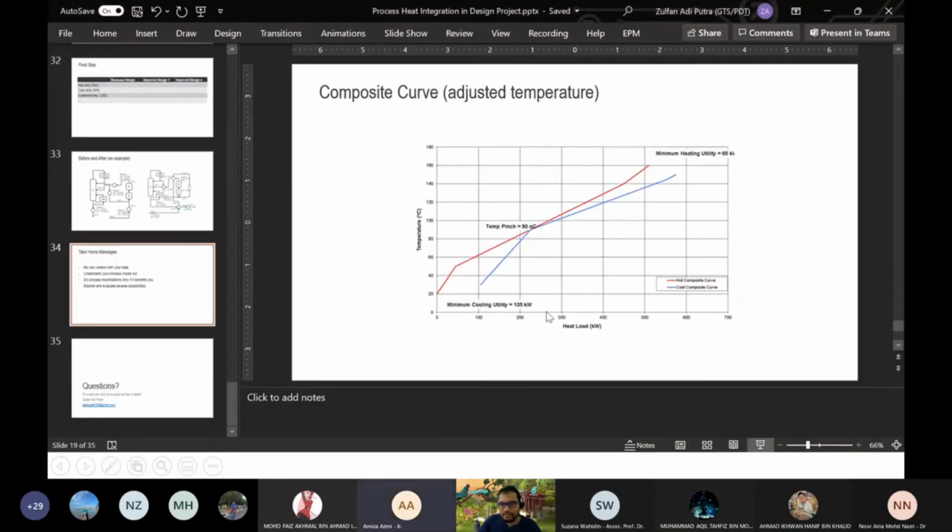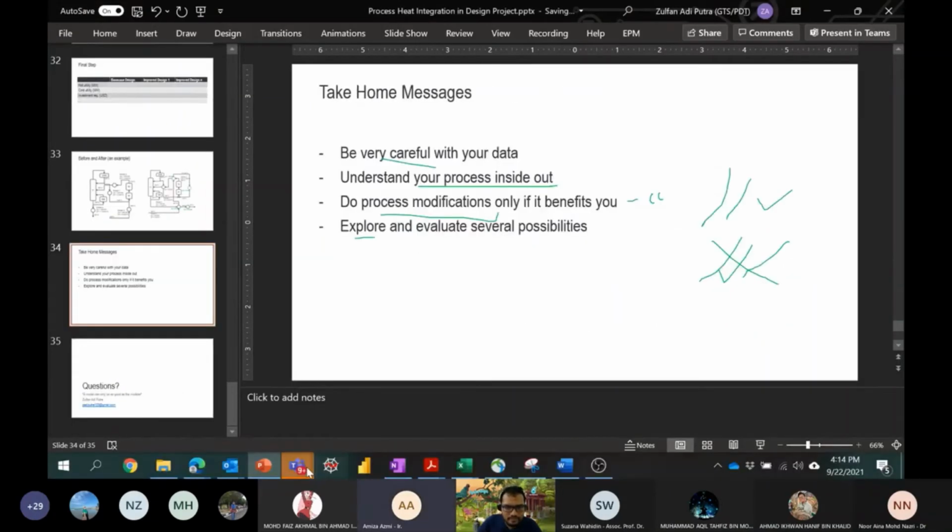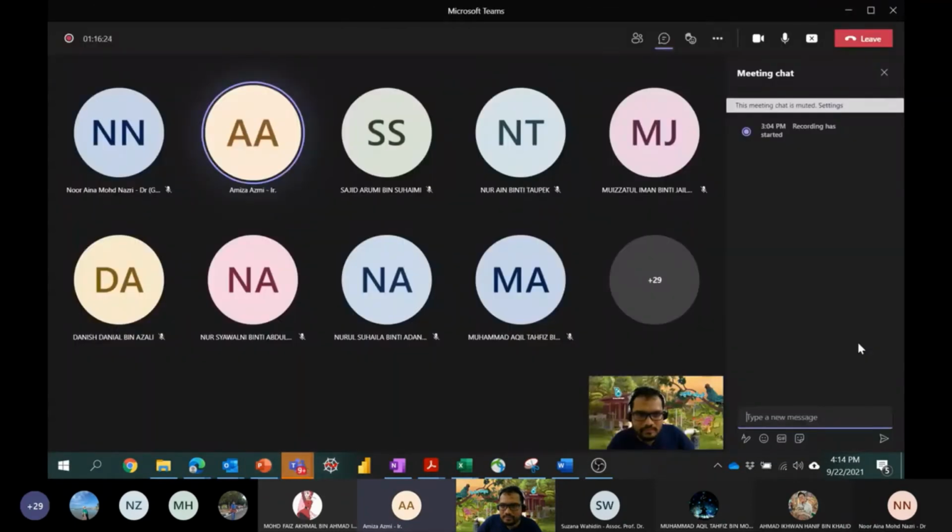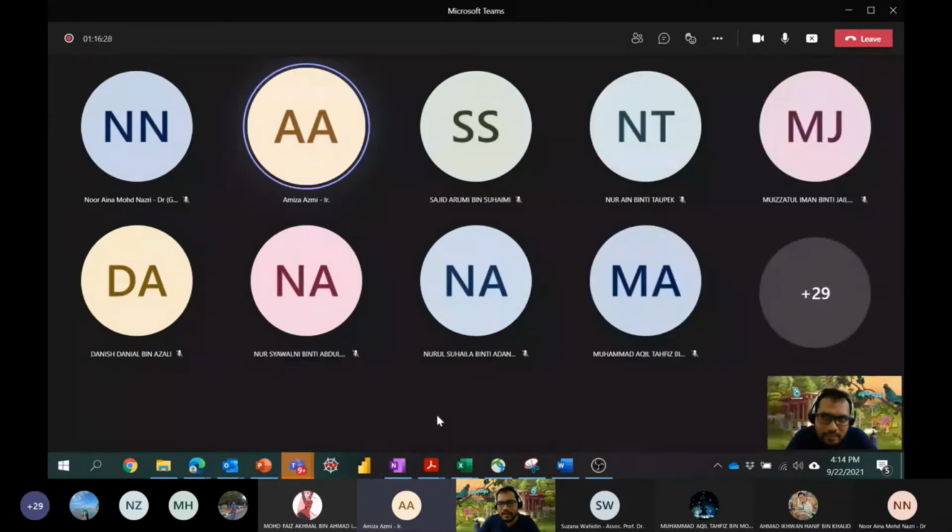Please ask questions. This pinch technology can also be applied for offshore production facilities, right? Yeah, it can be applied for anything that requires heating and cooling.